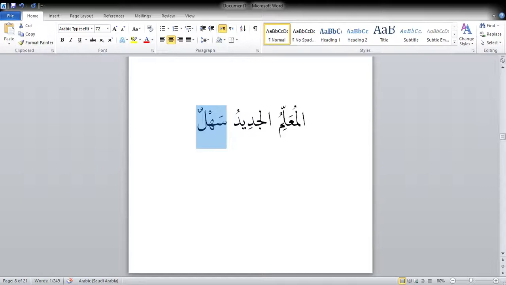So why is it not associated in a mawsoof sifa construction? It's not associated in a mawsoof sifa construction because it doesn't have alif lam, it has a tanween, so clearly it's not matching indefiniteness, right? So that would be the khabar in this statement. You would translate this sentence as: jadid means new, so the new teacher is easy.